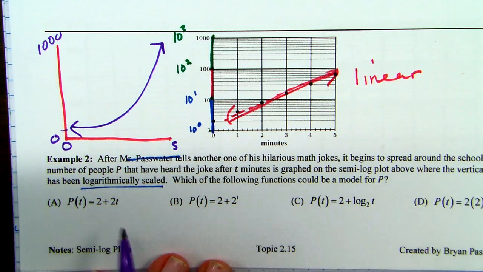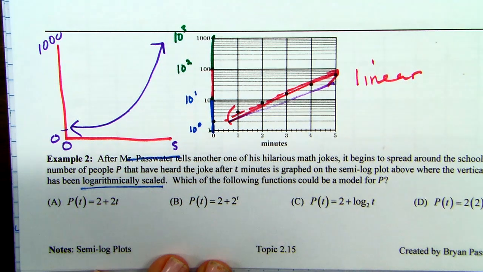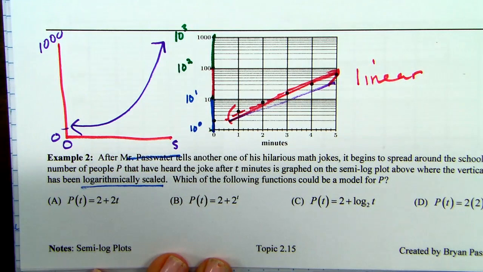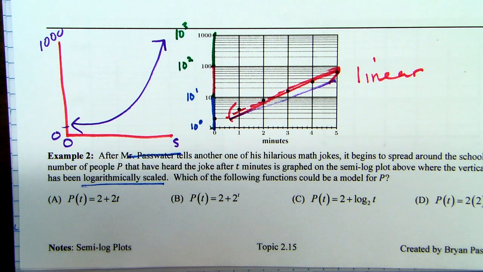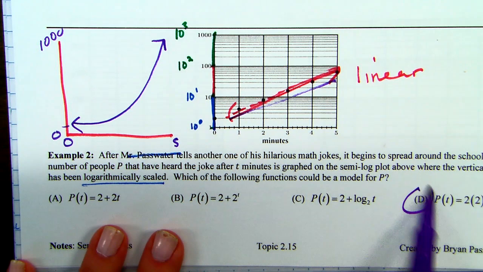So which one of these could be this information backwards? Which one of those? A, B, C, or D? Why D?